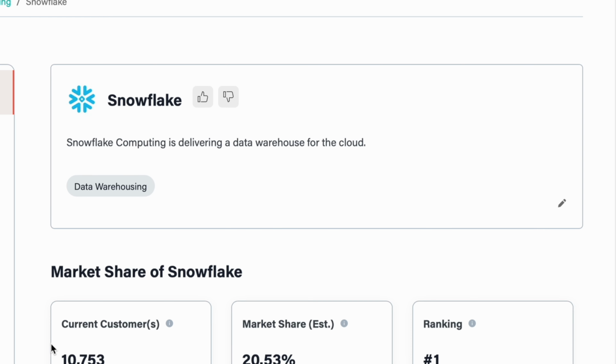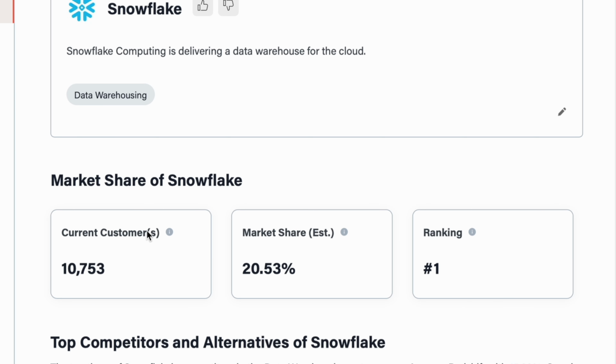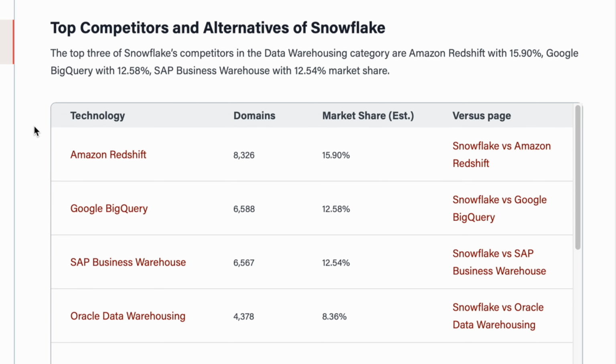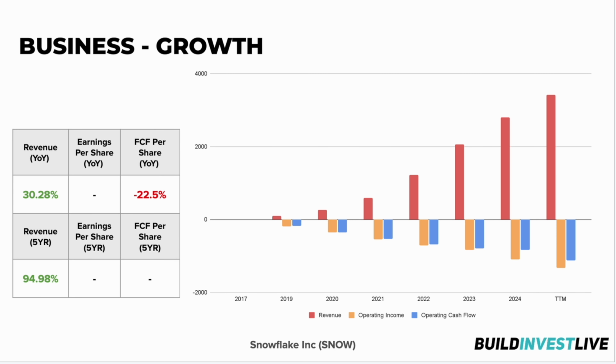Okay, so let's talk about market position now, because according to the internet, Snowflake is actually the market leader as it relates to data warehousing with about 20 to 21% market share. And their top competitors being Amazon, Google, SAP, and Oracle. Now, just to be clear, these estimates are specific to data warehousing, which actually makes a difference, and we'll talk about that here in a minute. So let's go ahead and take a look at how they make money.